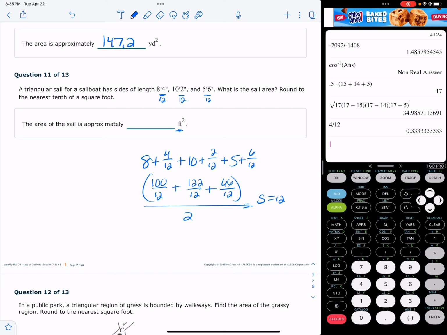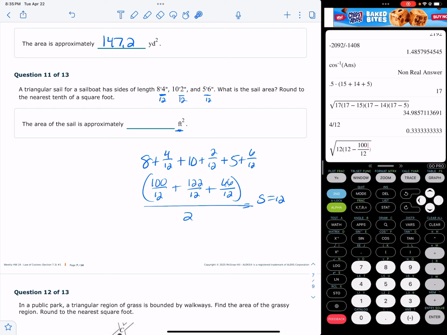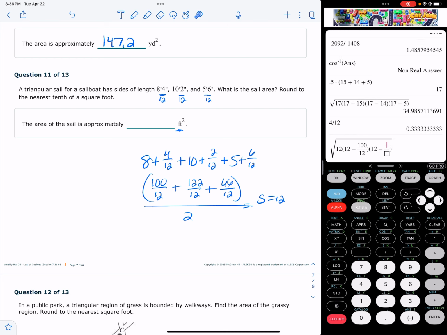But then we have to enter it all again. So we're going to do the square root of 12 times 12 minus, and so here's where you'd either enter this or enter this. And I know that 10/12 is reduced, but why would I take the time to do that? Times 12 minus 122. Oh, what?